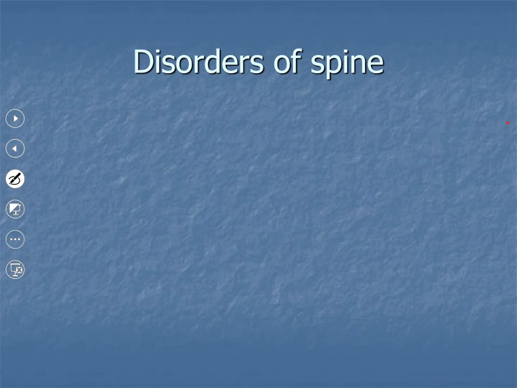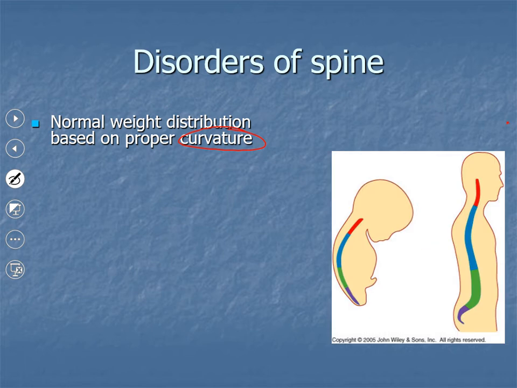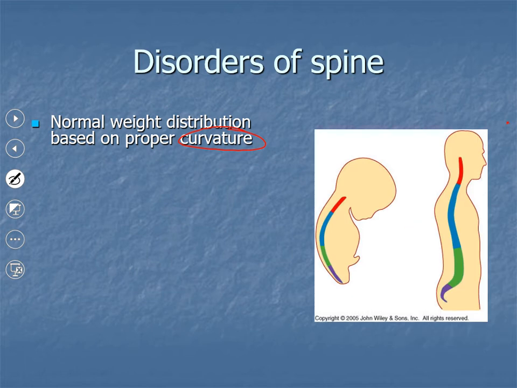Things that can go wrong. So we'll call this disorders of the spine, some issues that could present themselves. The first thing usually has to do with weight. Normal weight is distributed along the spine based on curvature. So a curve is going to allow for more weight distribution than a straight line. So even as a fetus, we would have seen a curved spinal structure.